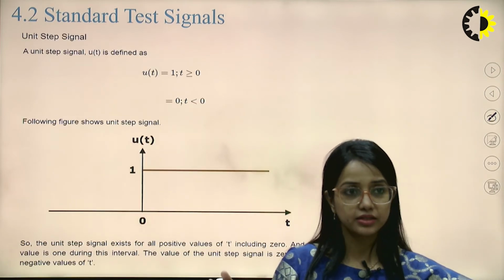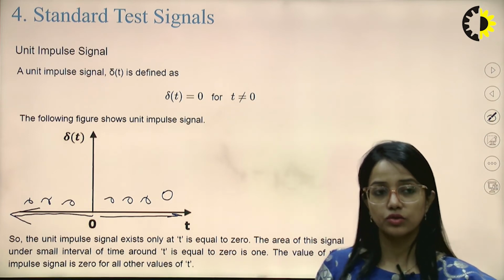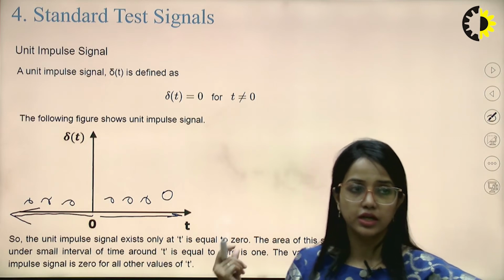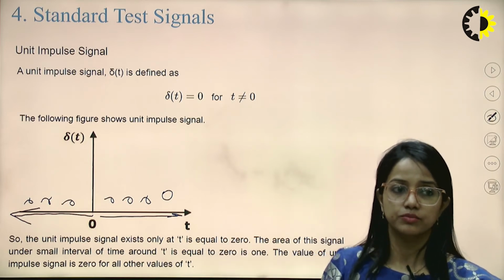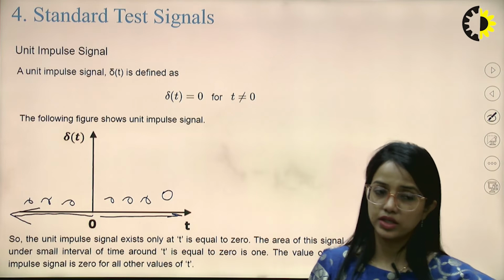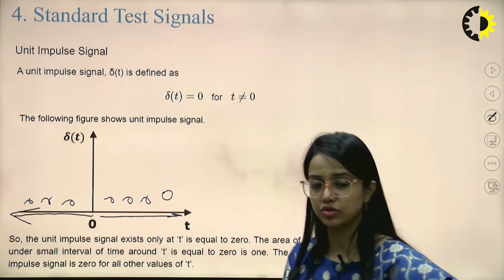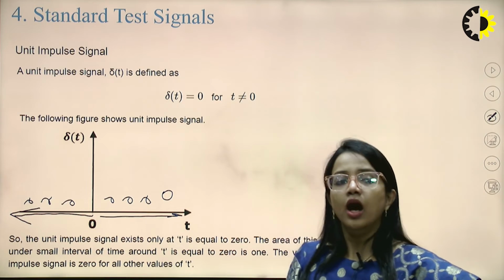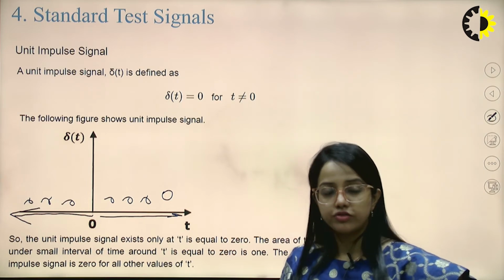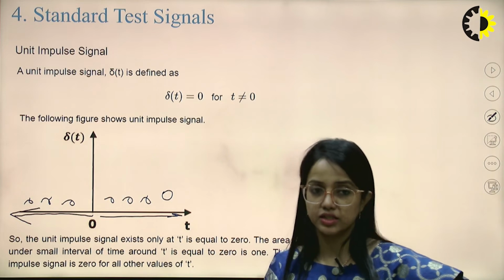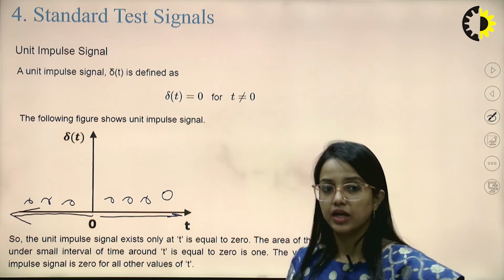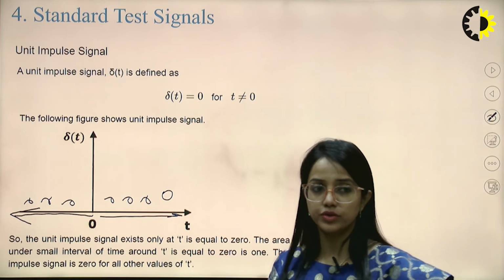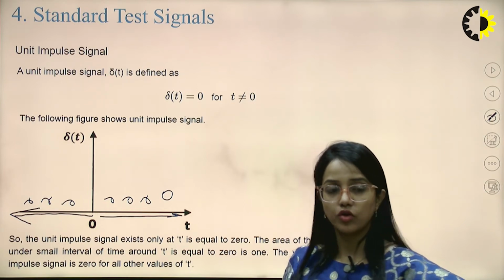So, at t equals to 0, we have the definition of the unit impulse signal. So, the unit impulse signal is only defined at t equals to 0. It exists only at a value of t which is equal to 0. The area of this signal under a small interval of time around t equal to 0 is equal to 1. The value of the unit impulse signal is 0 for all other values of t.